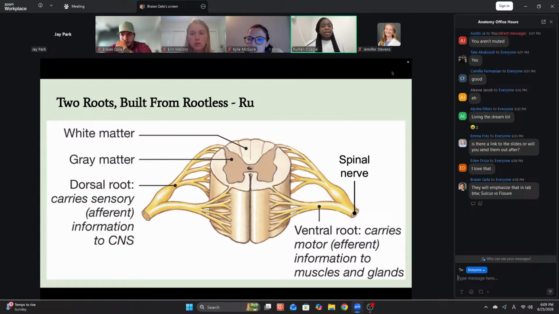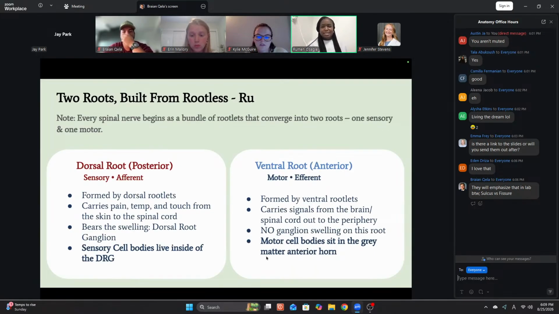Hope that makes sense. And then the opposite is for the dorsal root, which has sensory information. And it's afferent, so it's going from the periphery into the central nervous system. Alrighty, so now we're at the spinal nerve, right? So the spinal nerve is mixed. It has both sensory and motor information. Okay, next slide. If none of that made sense to you, I have it all written out here.